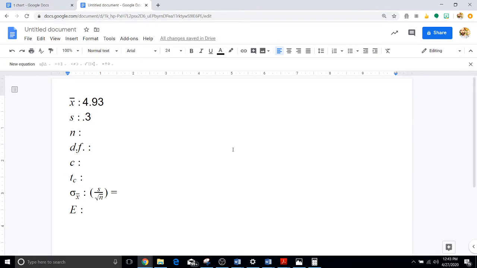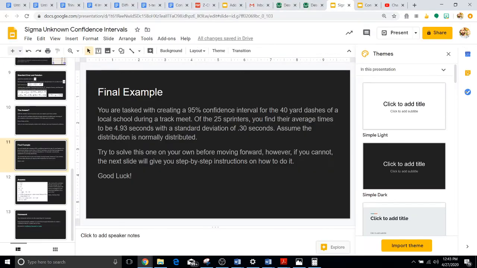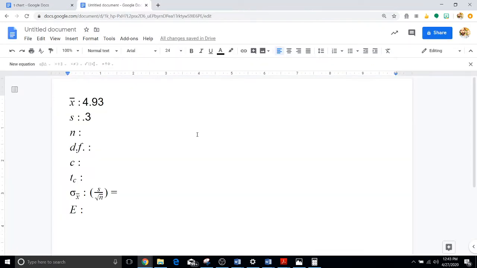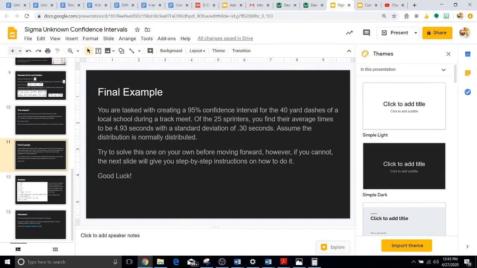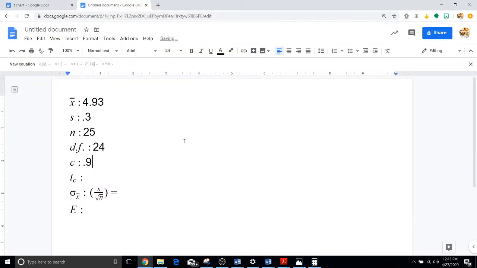All right, N is our sample size. How many were there? There were 25 sprinters. So we have 25. Degrees of freedom, remember, degrees of freedom is just our N minus 1, so that's going to be easy. That's just 24. All right, C for our confidence level. We want to be 95% confident, so let's put 0.95. T of C, well, we can look that up on our T chart.